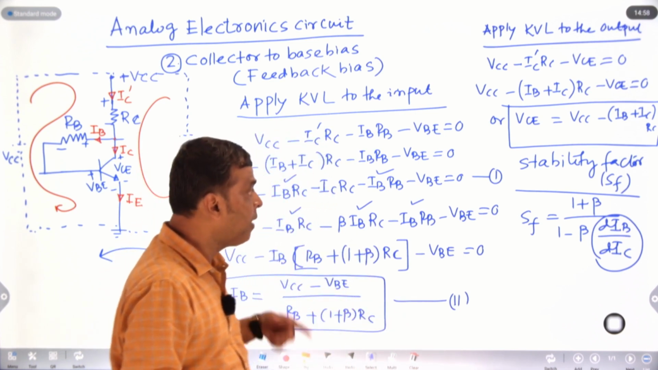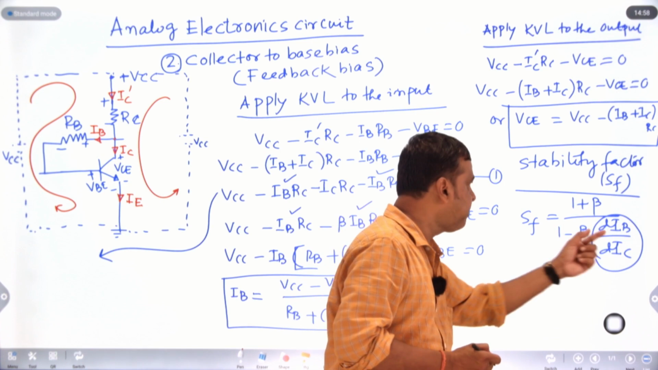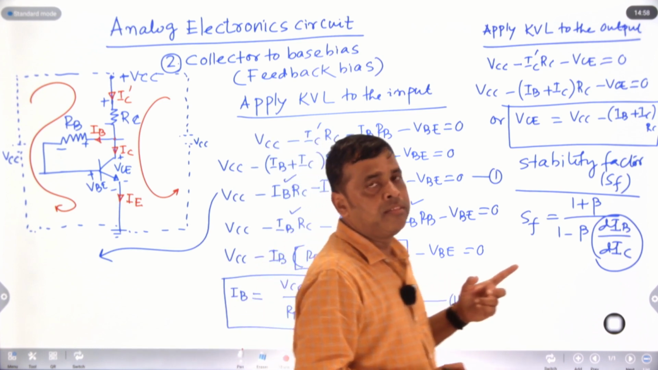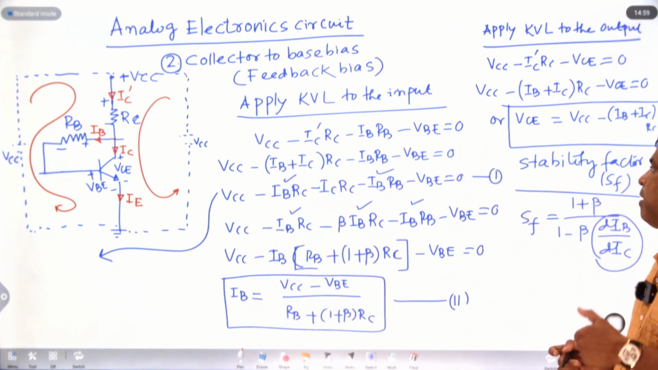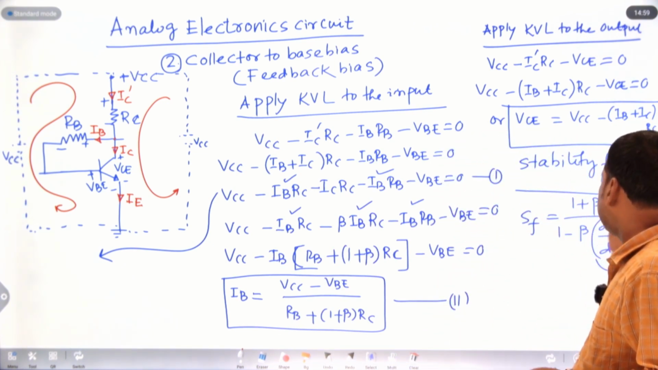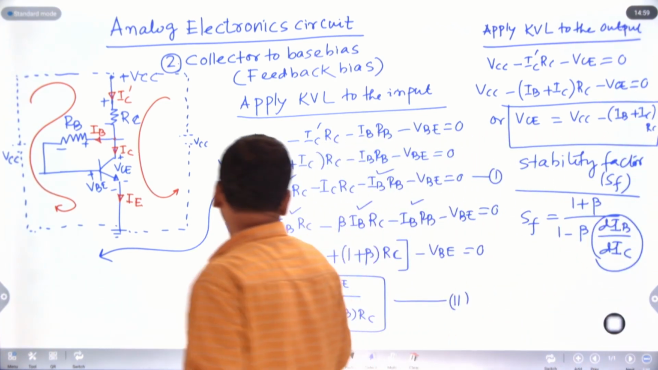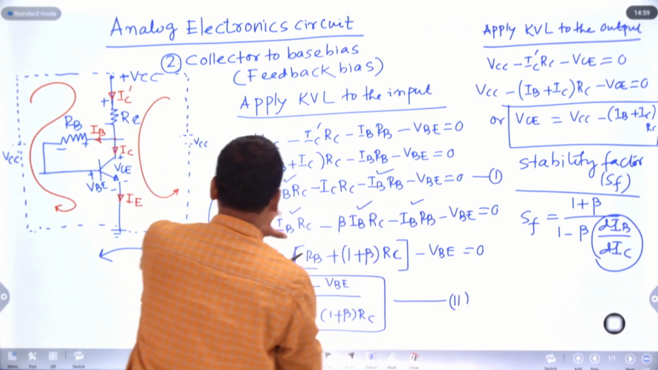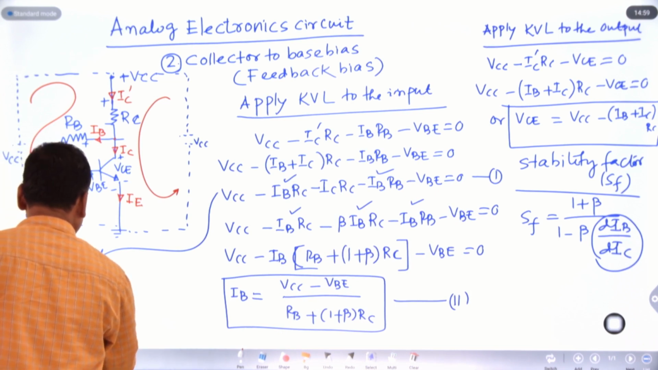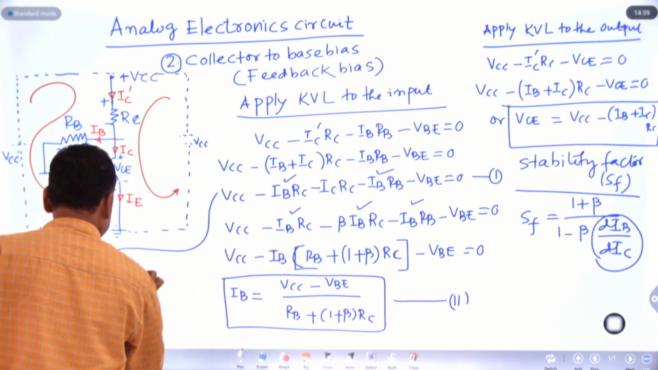But to evaluate the performance of the biasing method, to find dIB by dIC, you will take this equation, that is IB in terms of IC. What I am trying to say is, this expression gives the base current IB in terms of IC, so that we will differentiate this IB with respect to IC, put in this value, and then determine whether this biasing method is suitable or not. From equation 1, I am separating the IB value: VCC minus, taking IB common, the value is RB plus RC.